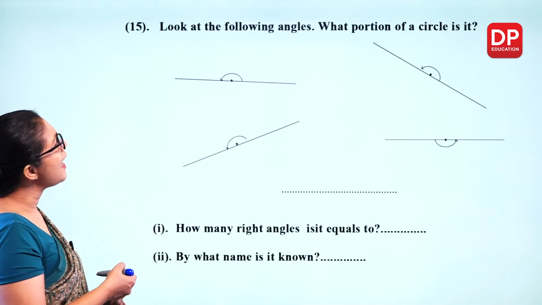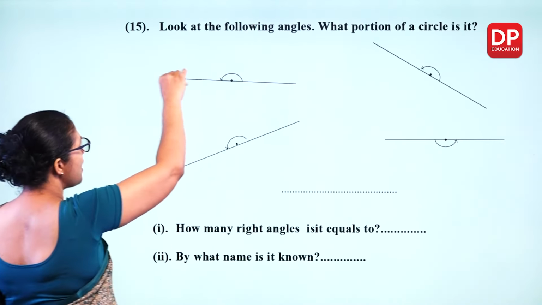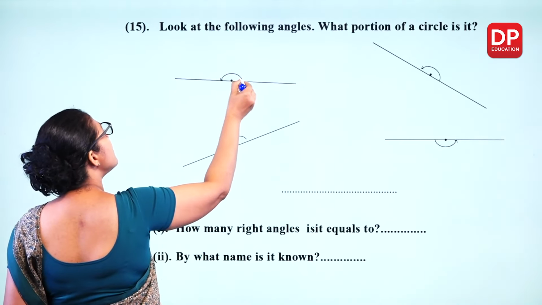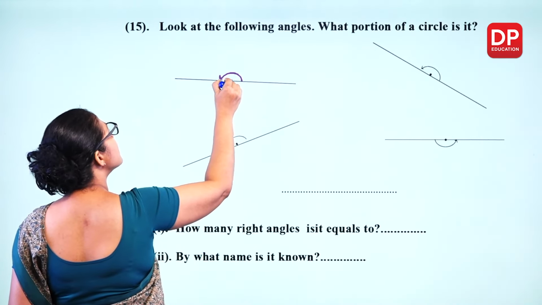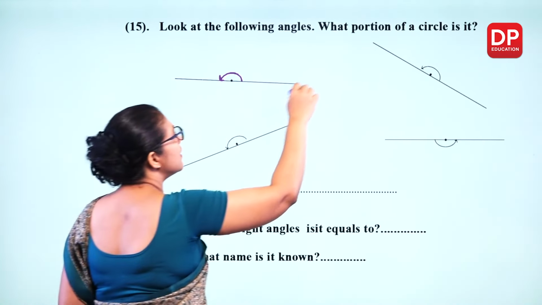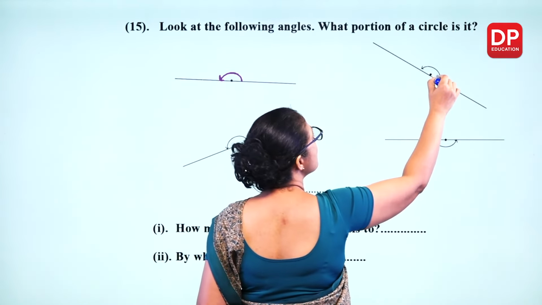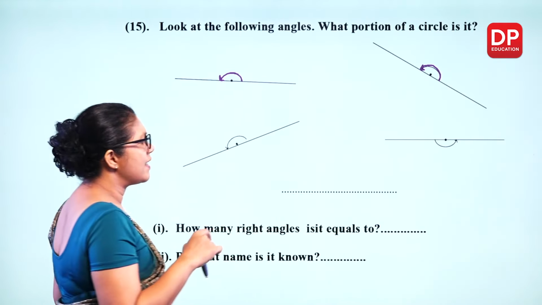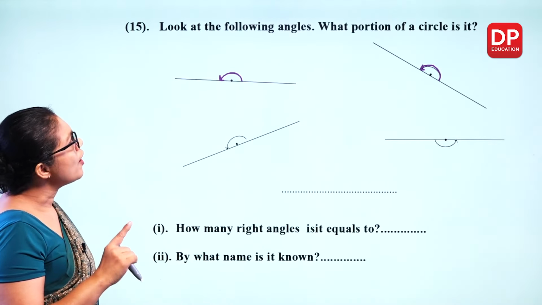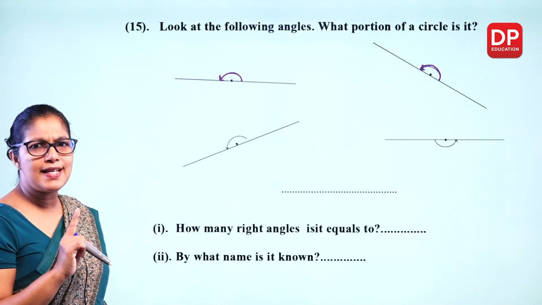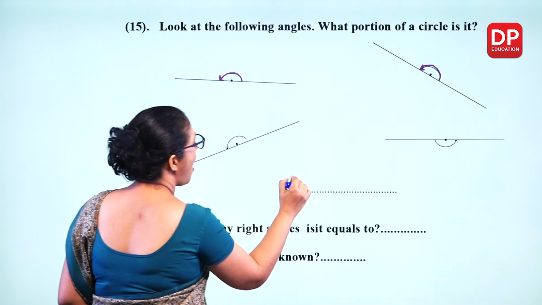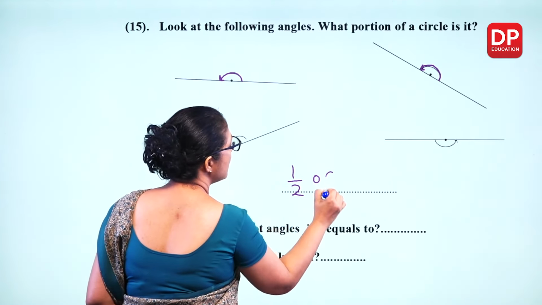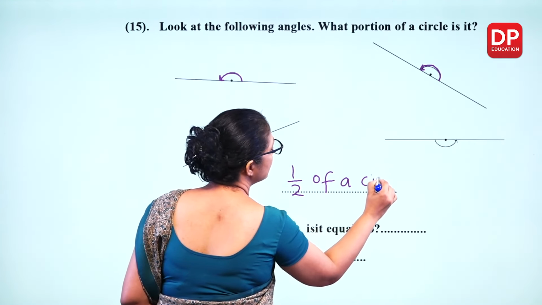Look at the following angle. A straight line is there. So this is half of a circle. When you take this one, this is also half of a circle. All these are straight lines. What portion of a circle is it? Half of a circle.